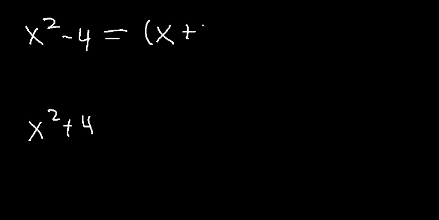So how would you factor x squared minus 4 and x squared plus 4? How would you do it? Now we covered the first one already. That's the difference of perfect squares. We know it's going to be x plus 2 and x minus 2. But what about x squared plus 4, a sum of perfect squares? Can we factor that? The answer is no, we can't factor it using real numbers.